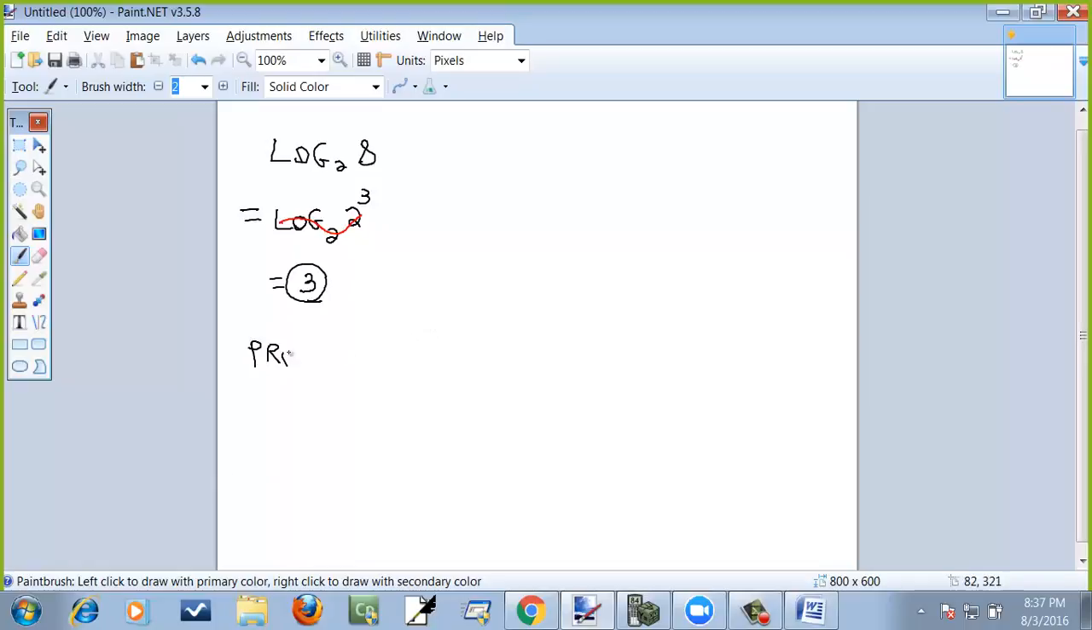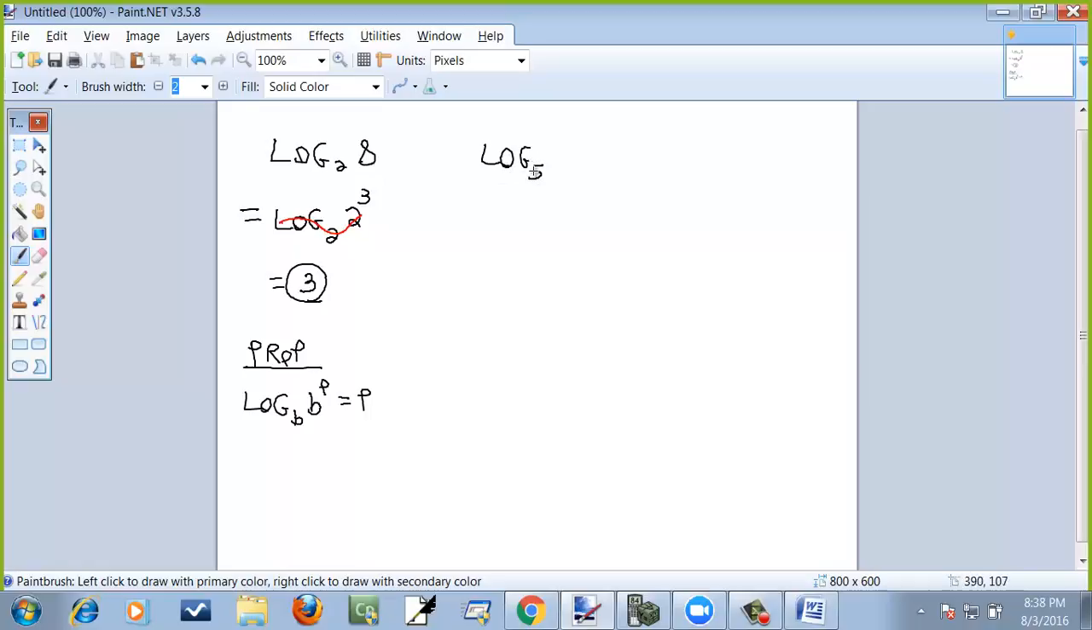Now, the property for that says we got log base b of b to the p. Let's try it again. Log base b of b to the p is going to equal p. Sometimes they're not so easy.